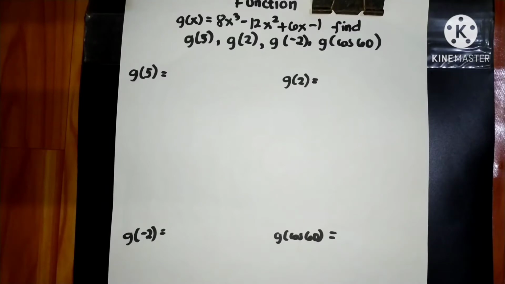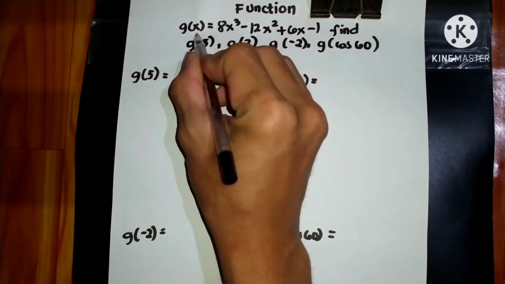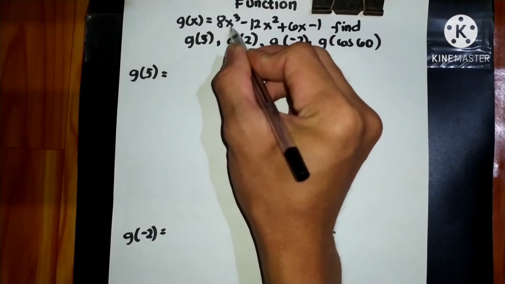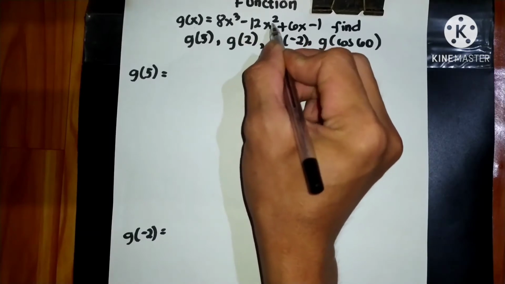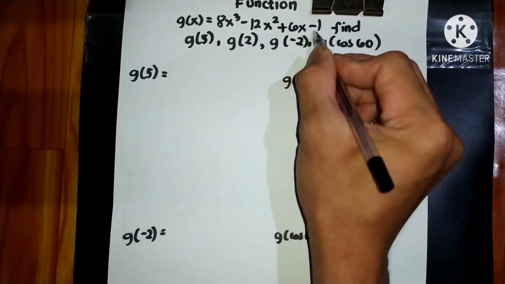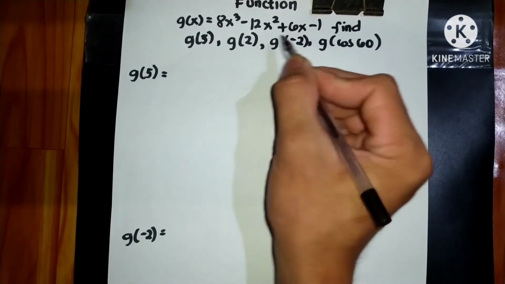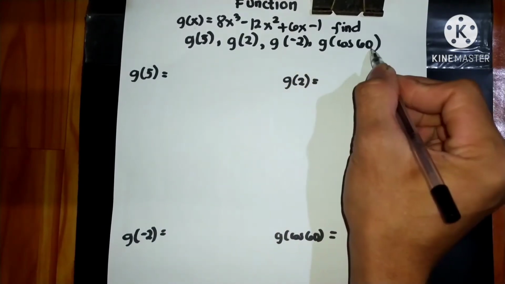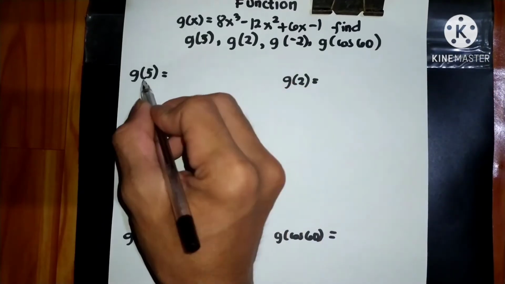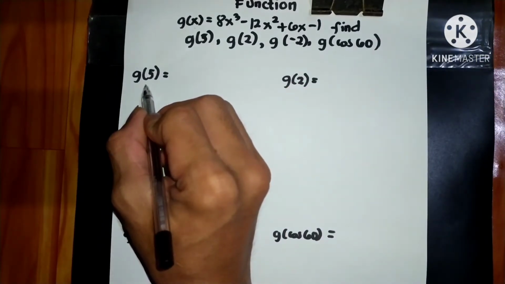Alam naman natin na ang function ay isang interesting topic. In fact, meron tayong halimbawa ng function which is the g of x is equals to 8x cubed minus 12x squared plus 6x minus 1. And we have to find the g of 5, the g of 2, the g of negative 2, and the g of cos 60. So first na hahanapin natin ay ang g of 5.